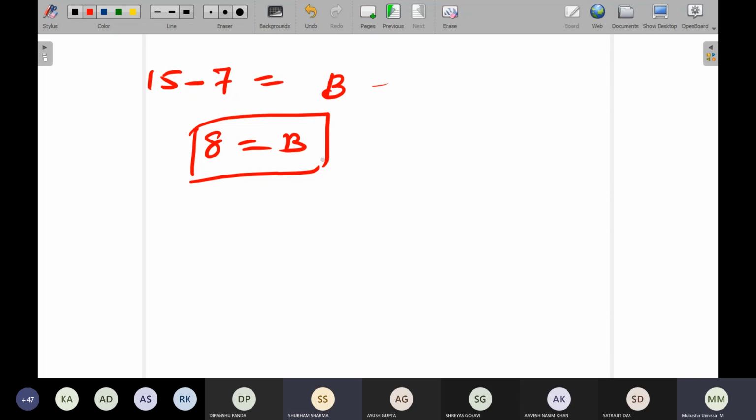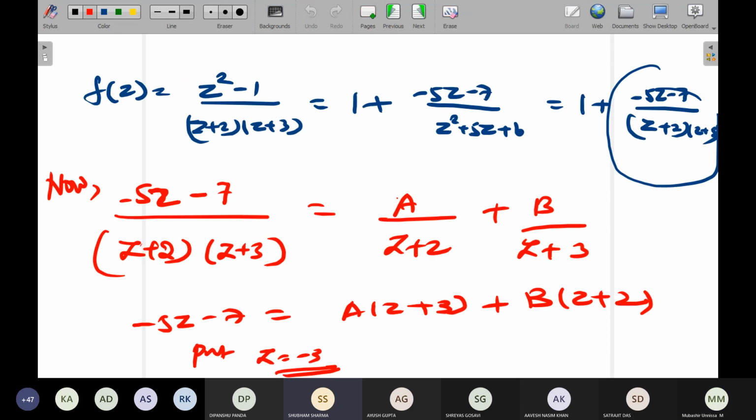I didn't understand, ma'am. Why did you put z equals to 3? I just wanted to find the value. Oh, okay. Got it. However you want, you can do it. Either you can compare the z square term, compare the z term, or compare the constant term. Somehow you have to find the value. Put z equal to a direct value, 0, 3, anything you can do.